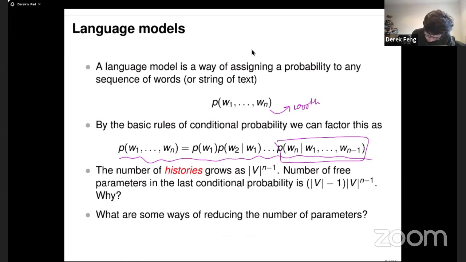So let me work through these parameters. The number of histories is going to grow as the size of the vocabulary to the power n-1. What does that mean? This is looking at all possible combinations of W1 to Wn-1. Remember, a word could be anything from my vocabulary, which is of size V. So in order to fully characterize this probability, in terms of the histories, the things I need to condition on, the number of possibilities is V to the power of n minus 1.